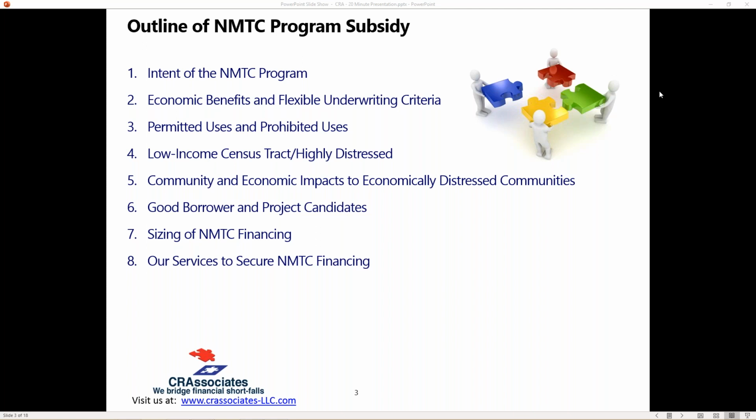We will also discuss the desired community and economic benefits to residents in low-income communities and other targeted populations, which is the purpose of the New Market Tax Credit program. And based on these community and economic impacts, we will discuss and describe good borrower and project candidates. We will then discuss the sizing of New Market Tax Credit financing. And finally, we'll discuss our services to secure New Market Tax Credit financing on behalf of our clients.